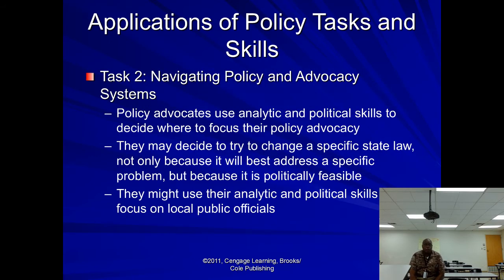Task number 2, navigating policy and advocacy systems. Policy advocates use analytic and political skills to decide where to focus their policy advocacy. They may decide to try to change a specific state law, not only because it will best address a specific problem, but because it is politically feasible. They might use their analytic and political skills to focus on local public officials.